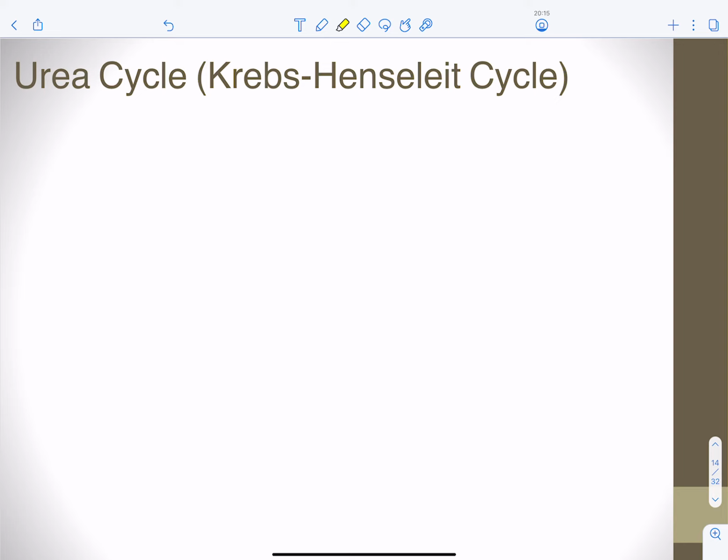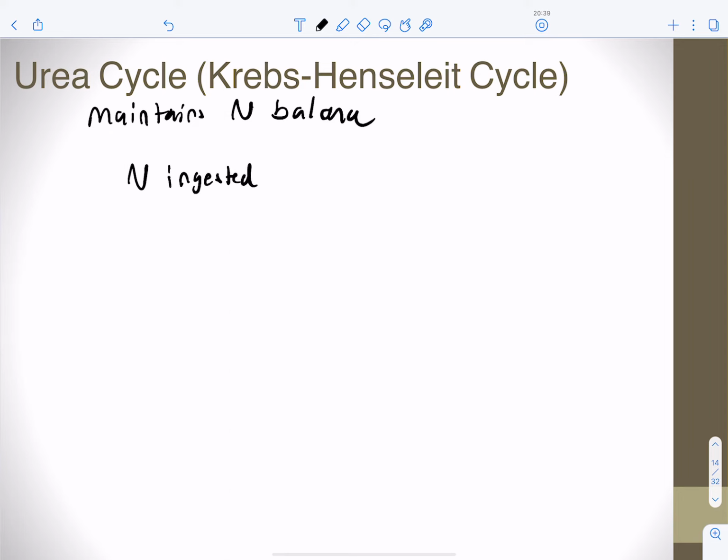Now, the urea cycle, also known as the Krebs-Henseleit cycle, is where you have to maintain nitrogen balance, where the amount of nitrogen ingested is going to equal the amount excreted. And the major excretion is through urea.